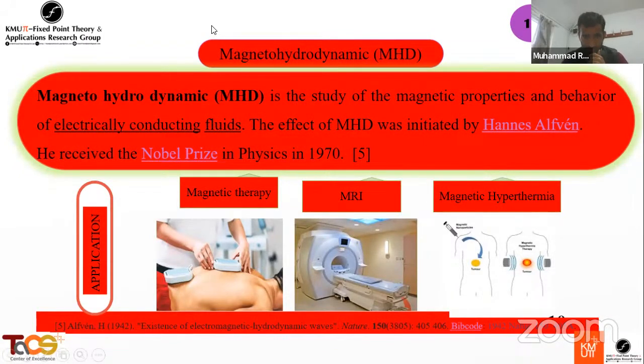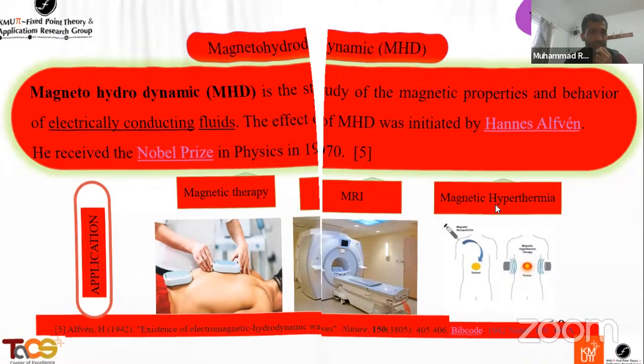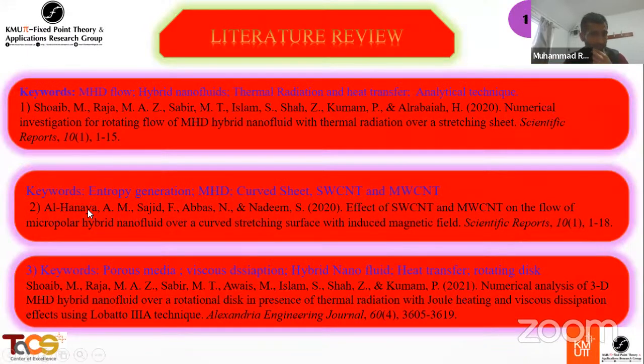Now, next one is magnetohydrodynamics. Magnetohydrodynamics is the study of the magnetic properties and behavior of electrically conducting fluids. It is also known as MHD. It was initiated by Hannes Alfvén, who received the Nobel Prize in Physics in 1970. The applications of magnetic fields are magnetotherapy, MRI, and magnetic hyperthermia. These are the papers. On the basis of these papers, we try to model our problem.